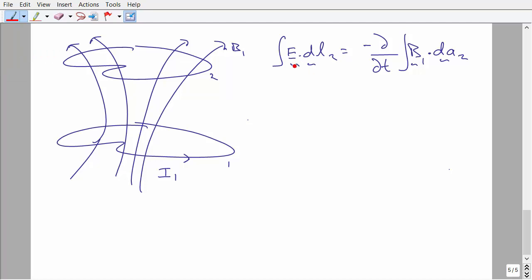So what I have here is the integral of E dot dl around loop 2. Well, this is minus the time derivative of the magnetic flux through loop 2, but in this case the magnetic field is being produced by loop 1. So a similar situation to our previous result, but just so we have a second loop in this problem. So if we were to proceed in analogy to our discussion of self-inductance, we might try to write this quantity here in the following way.